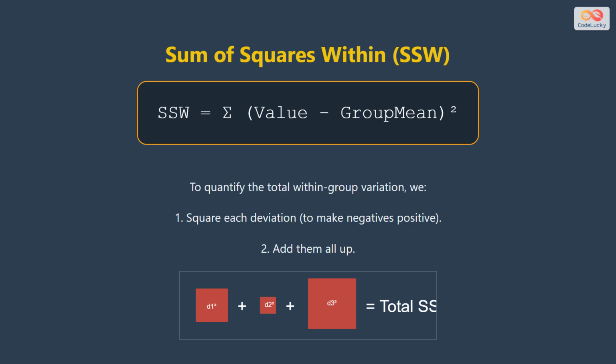Mathematically, we quantify this using the sum of squares within, or SSW. We take each of those deviation distances, square them to remove negative signs, and add them all together. This sum gives us a single number that represents the total amount of scatter or noise existing inside our groups.